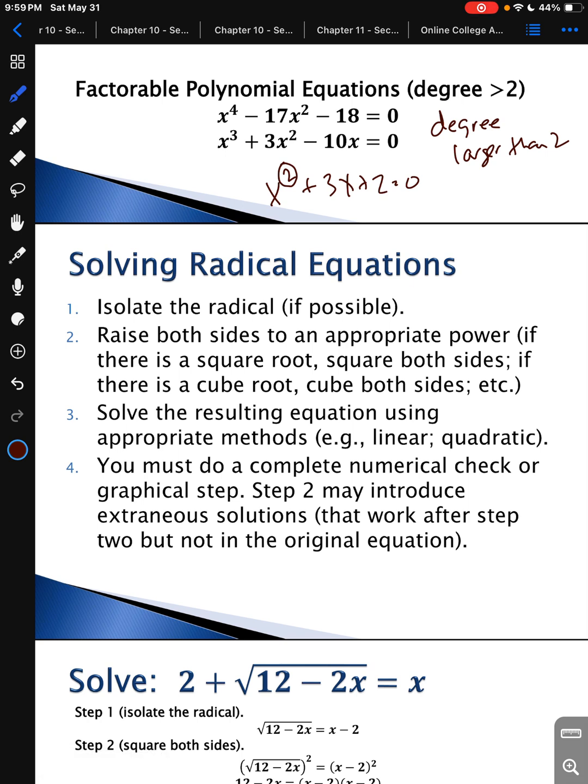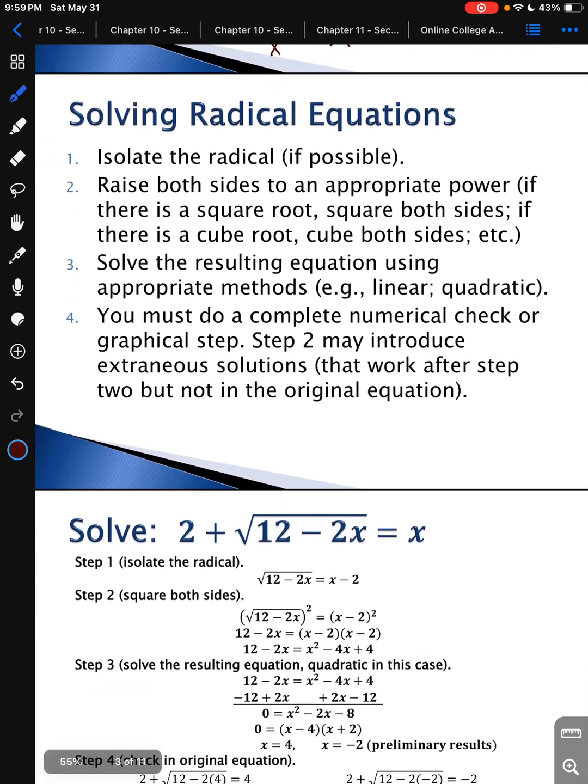First step is to isolate the radical. The second step is to raise both sides to the appropriate power. If there's a square root, square both sides. If there's a cube root, cube both sides. Remember, a square root and a square are opposites, or inverses. A cube and a cube root are inverses of one another. Solve the resulting equation using appropriate methods. You must do a complete numerical check or graphical step. Step 2 may introduce extraneous solutions that work after step 2 but not in the original equation.